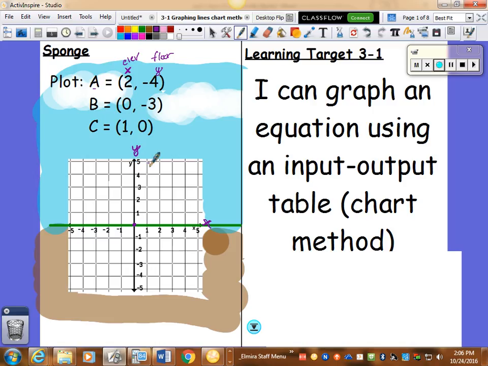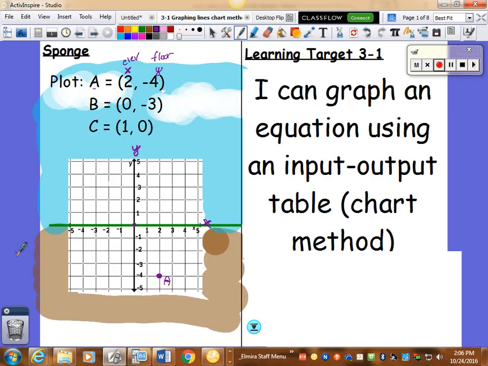So if I was graphing 2, -4, that means I go in the door to the building, I go over to the second elevator, and I go down 4 floors. Okay, and the capital letter is just a name tag. Just put a capital A next to that dot to say which dot, what it is, the name.